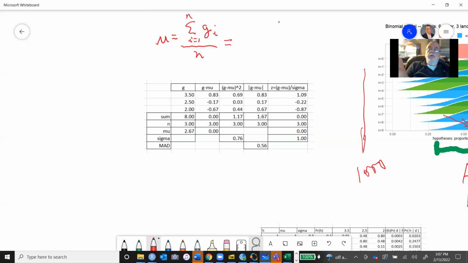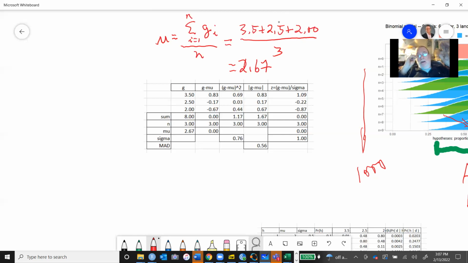This would be equal to 3.5 plus 2.5 plus 2 divided by 3. 8 divided by 3 gives us 2.67. And we're going to call that a measure of central location. Now we can take deviations from that and see how far away. Here's our 2.67 location of our data.